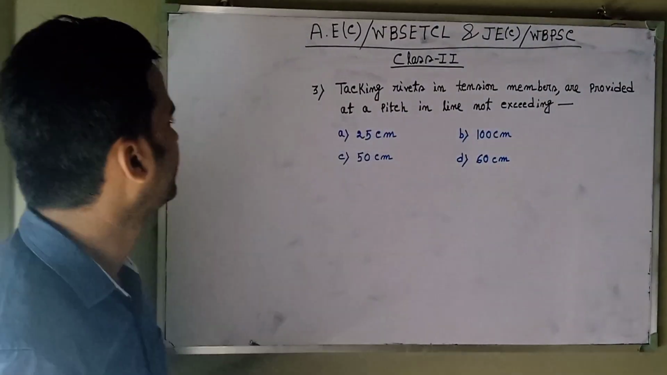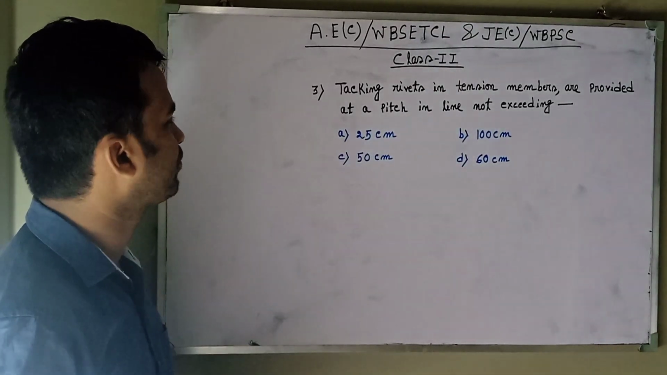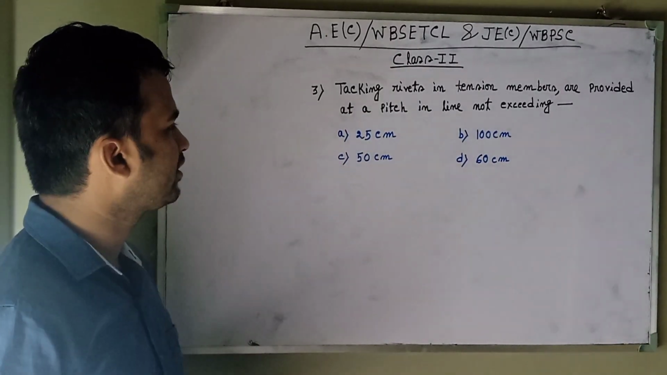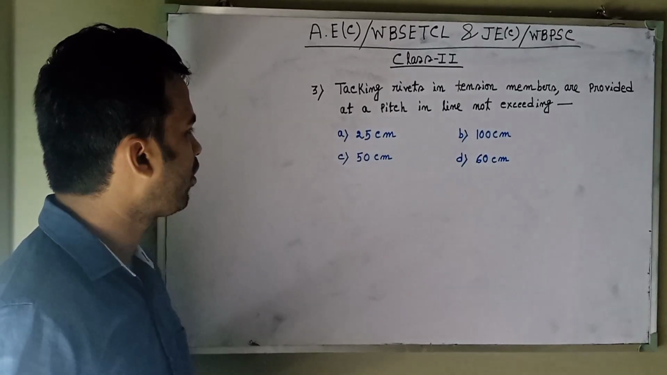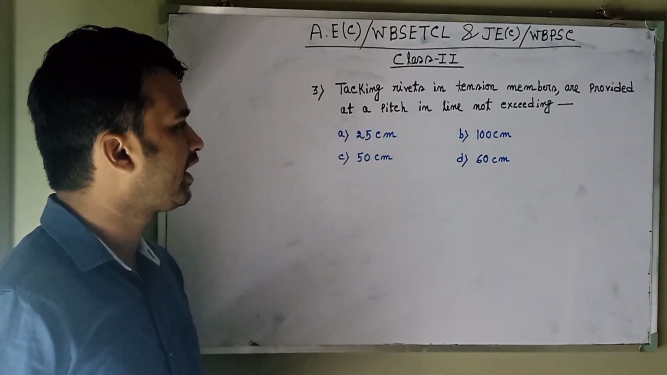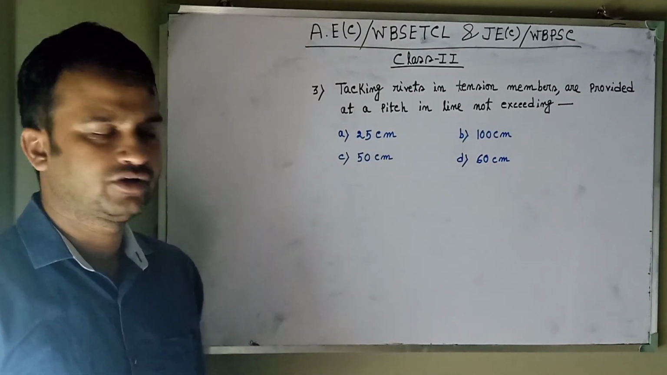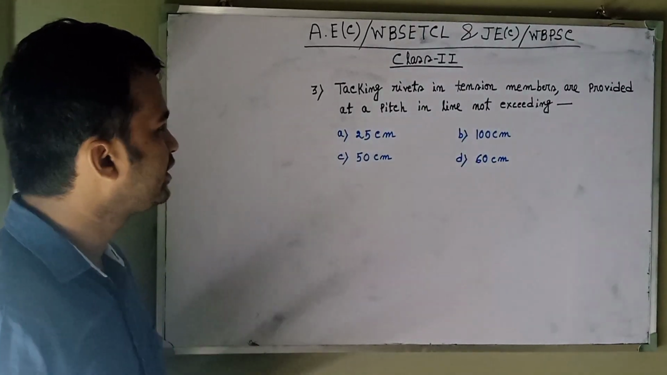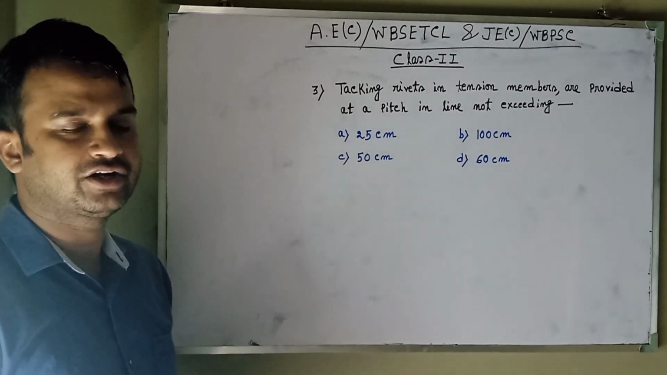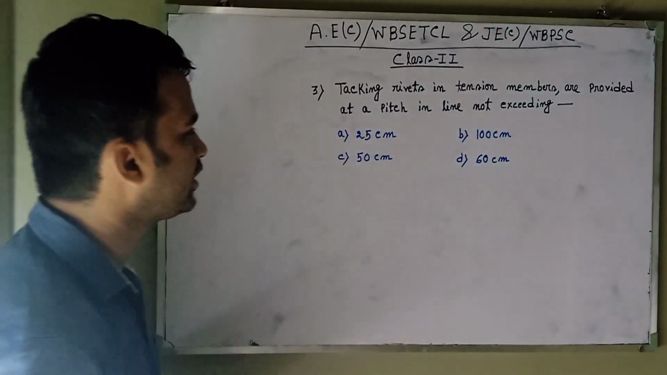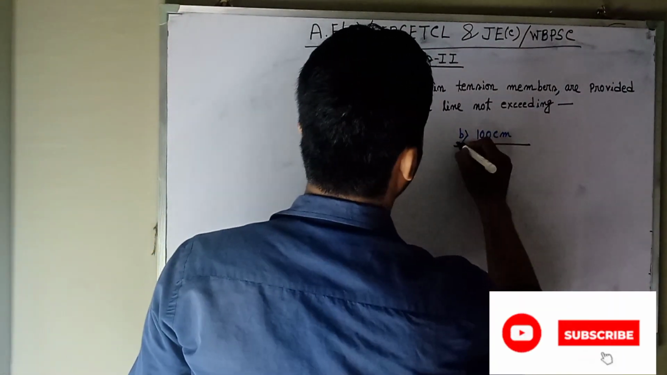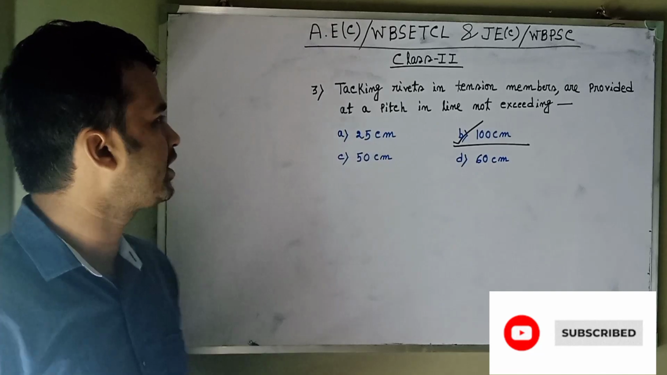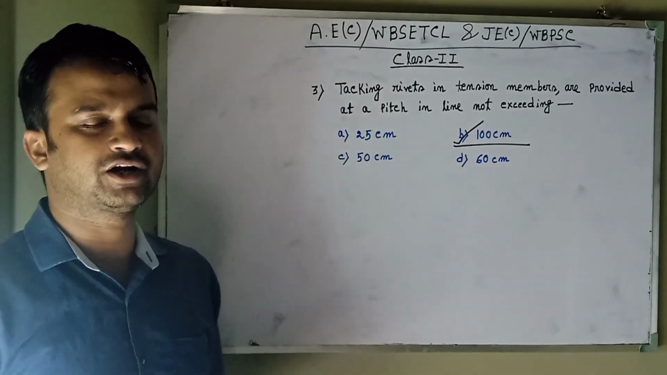Question number 3. Tacking rivets in tension members are provided at a pitch in line not exceeding option A: 25 cm, option B: 100 cm, option C: 50 cm, and option D: 60 cm. Always remember the tacking rivets in tension members are generally provided at a pitch in line not exceeding 100 cm. So the correct answer for this question is 100 cm, option B.